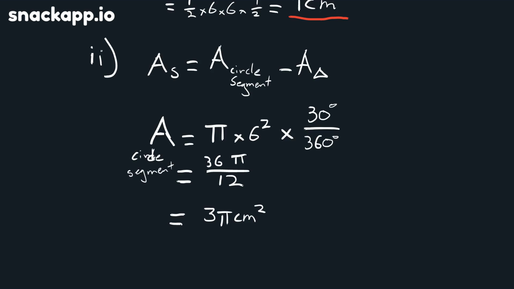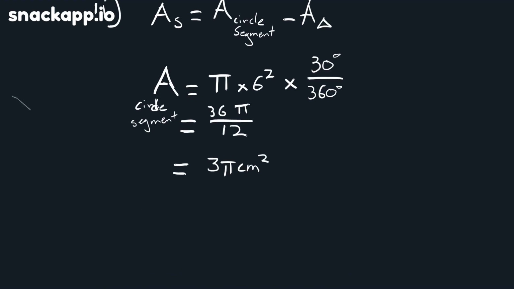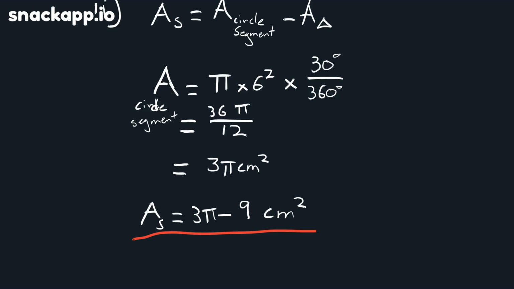So now we can find the area of the shaded region. Like we said, the area shaded is going to equal 3 pi minus the area of the triangle, which is 9. So I'm just going to leave that in exact terms. So there you go, that's the answer to part II.